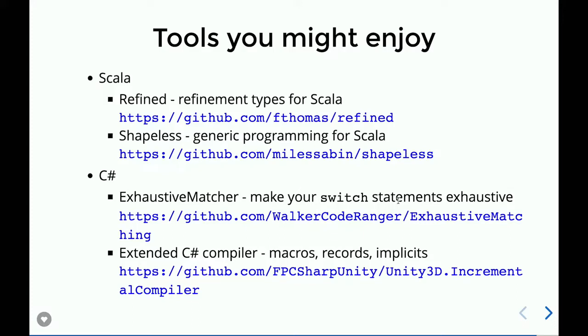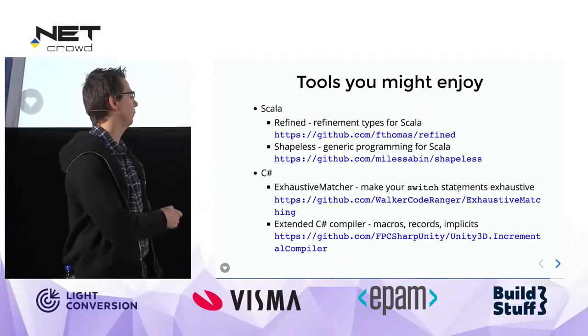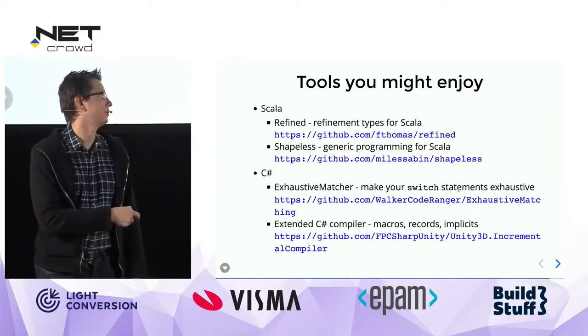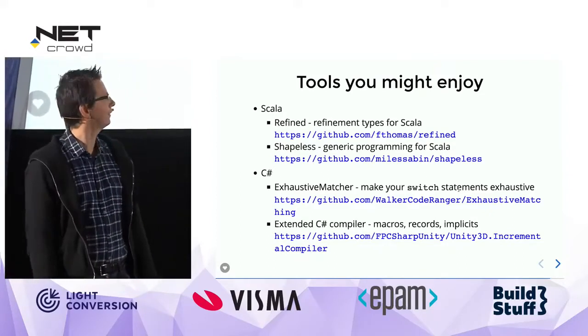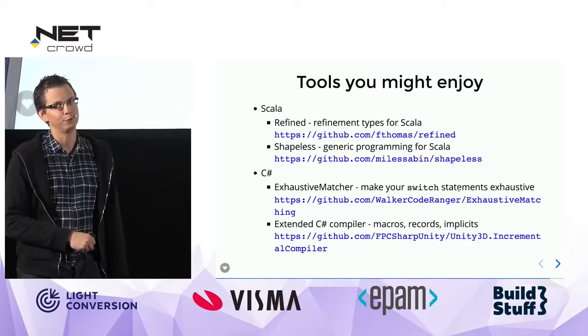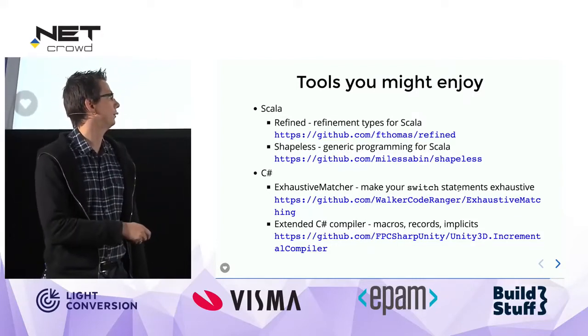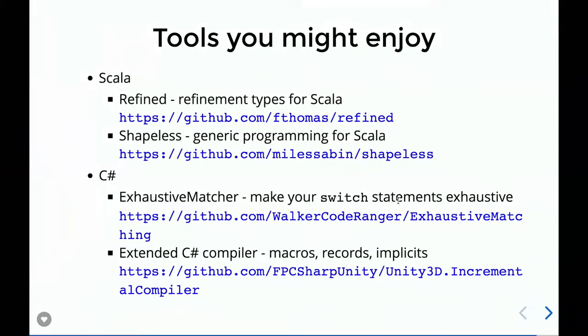For C#, you can use the exhaustive matcher. And we have also written our own: we took Roslyn and extended it and added stuff to it, most notably macros and records and implicit resolution, which are features from Scala that we very much liked. So this is in a very rough state, but if you're interested in this, you can reach out to me and I can introduce you to stuff. And maybe we can actually build a community around this thing or something.